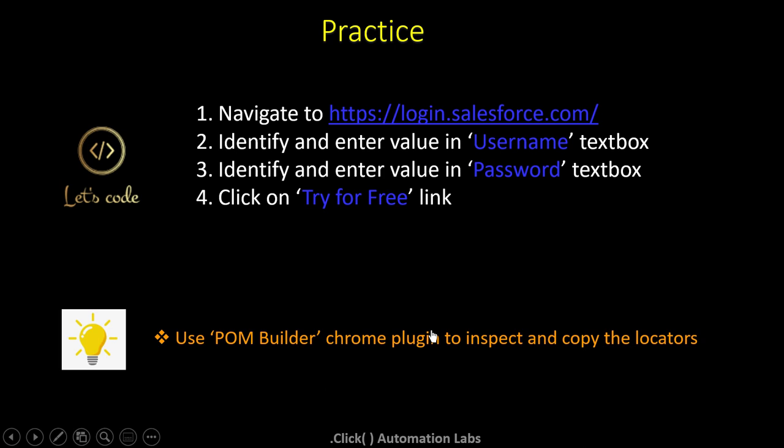So now let's see one example over here. This is a practical example we can see. We need to navigate to salesforce.com and identify username, password, and click on the try for free link. Also you can use Pom Builder, which is one of the Chrome plugins that is very helpful to copy the locators. So let's see this example of how we can do this.